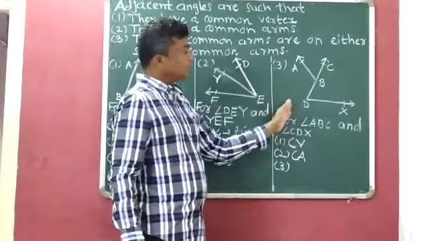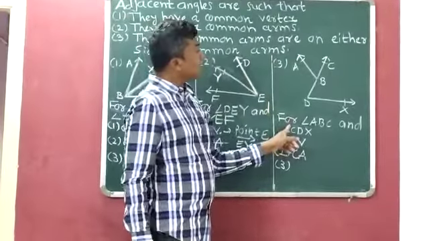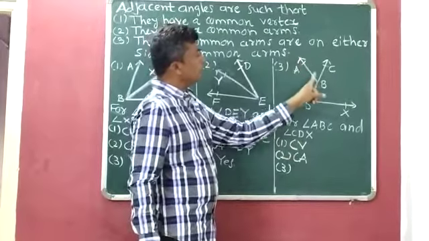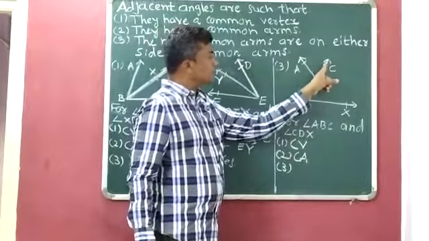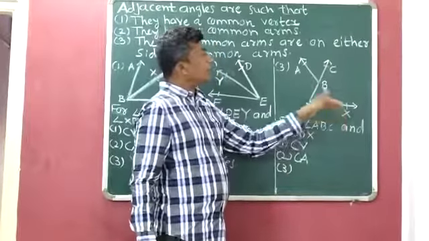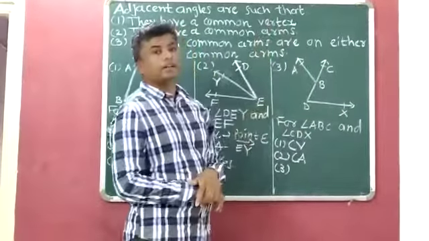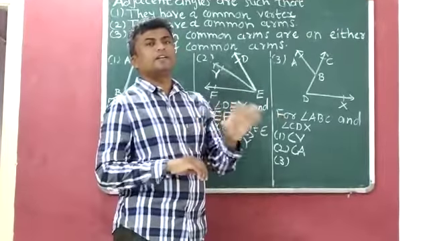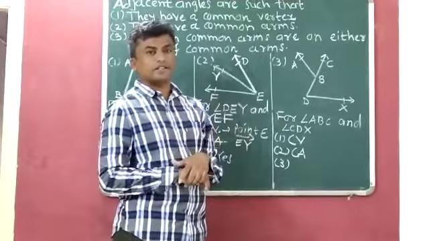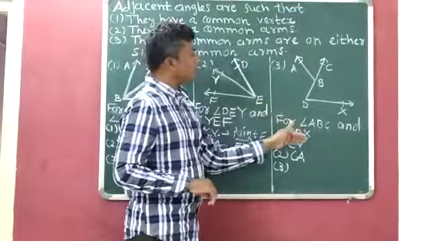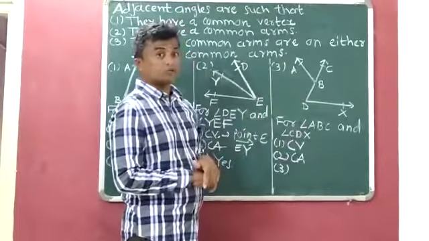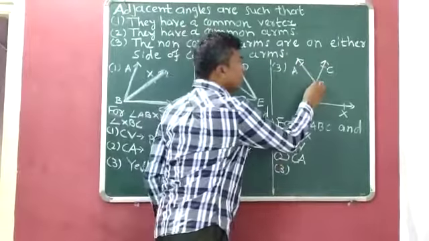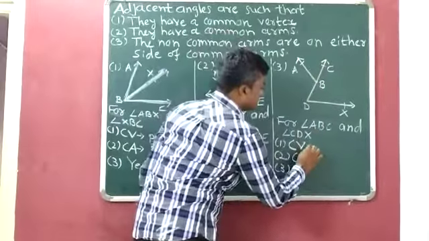Now see the third figure. In this figure there are two angles, angle ABC and angle CDX. Now we will check all three conditions one by one. If any one condition is not satisfied, then the given angles are not adjacent angles. Here we have to check whether they have a common vertex or not. See, in angle ABC, point B is the vertex.